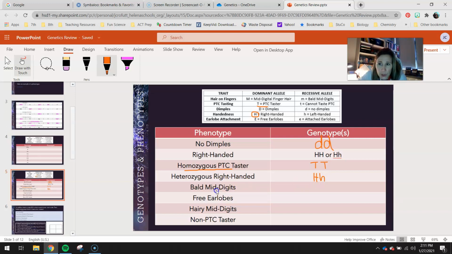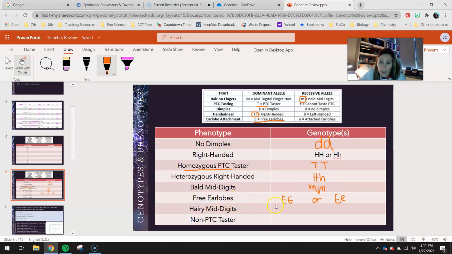Bald mid-digits, if you do not have any hair on your mid-digits, this will be your genotype. You can see that that is a recessive trait. So again, the only way to get that is to get it passed down from both parents. Free earlobes, this is one of those twofers because free earlobes is dominant. So there's two options for that. You can either be big E, big E, or big E, little e. Both of those would give you free earlobes. I didn't give you enough information to say exactly which one is which.